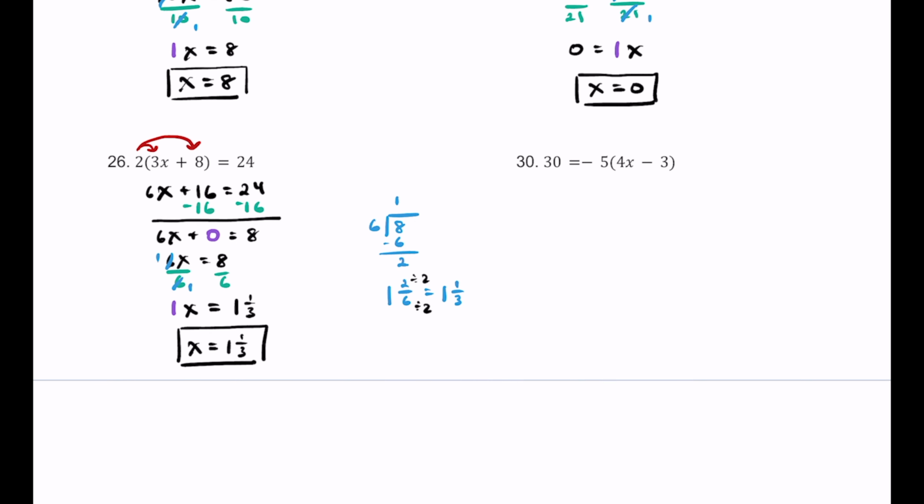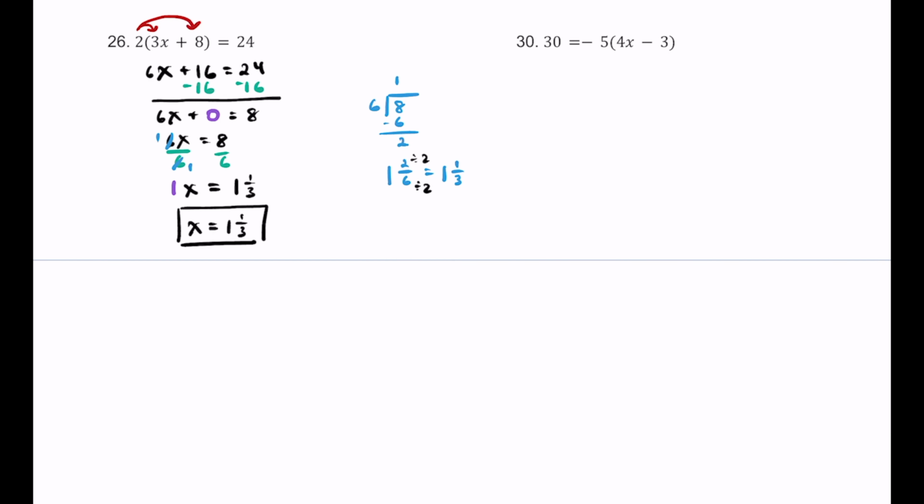Last problem, for number 30, let's go ahead and distribute first. So we have this negative 5 times this 4, and I'm going to go ahead and just write that one by one here. So 30 is equal to, that's going to be negative 20x, and then this negative 5 multiplied by negative 3, that's going to be positive 15. Next, using the property of equality, let's take away 15 and take away 15 from both sides of the equation.